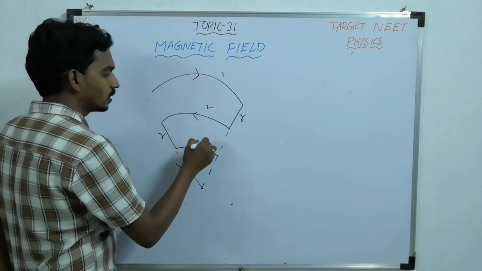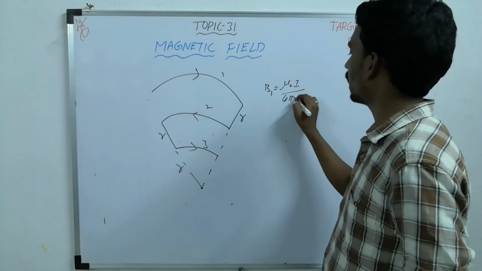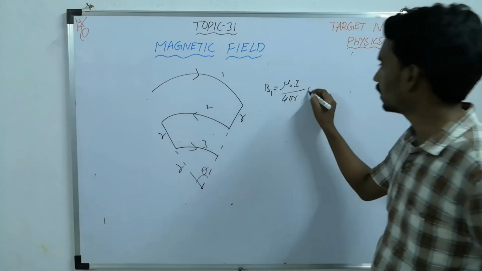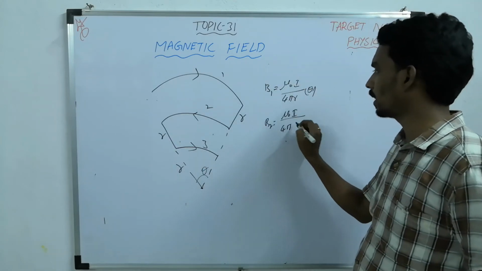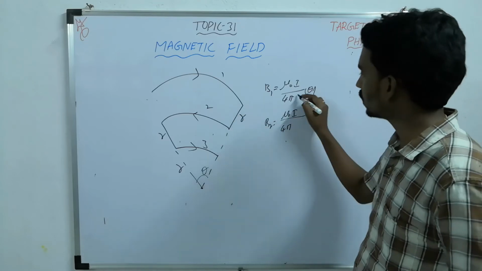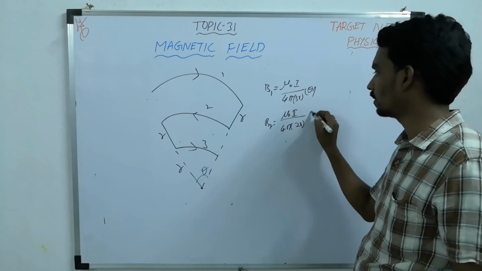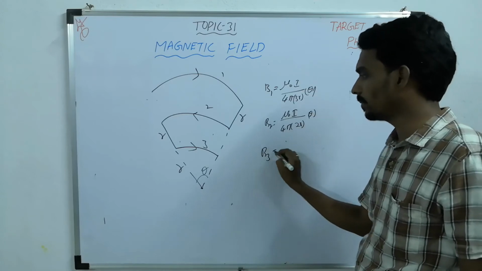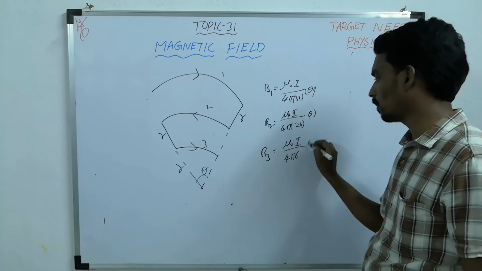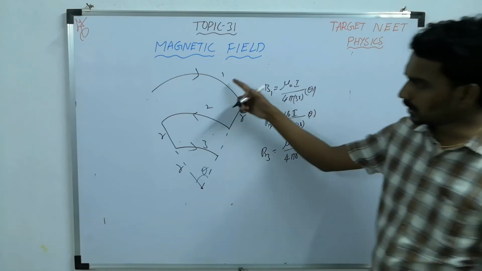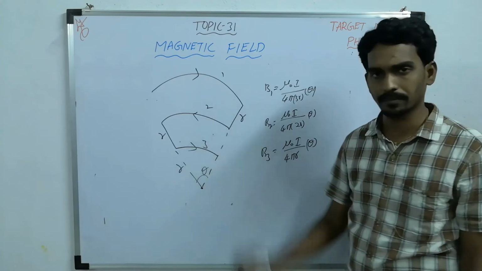So 1, 2, 3. Now B1 is mu naught I by 4 pi r, and they will give this angle theta. B2 is mu naught I by 4 pi, sorry, what is the radius for this one? 3r. And what is the radius for this one? 2r. Theta. What is B3? What is the radius for this one? Only r. Mu naught I by 4 pi r theta. So 3 circular elements are there, so 3 fields I have taken, but the angle is the same.